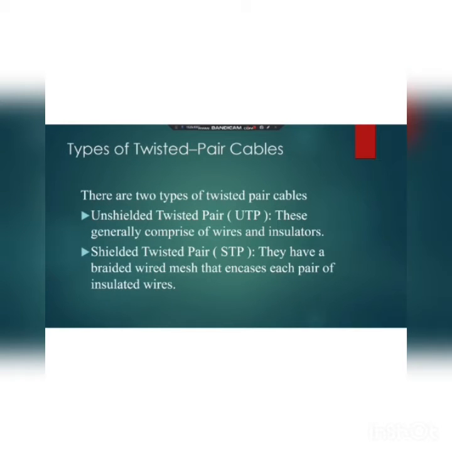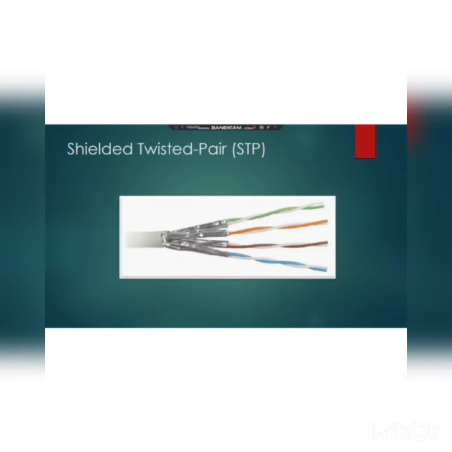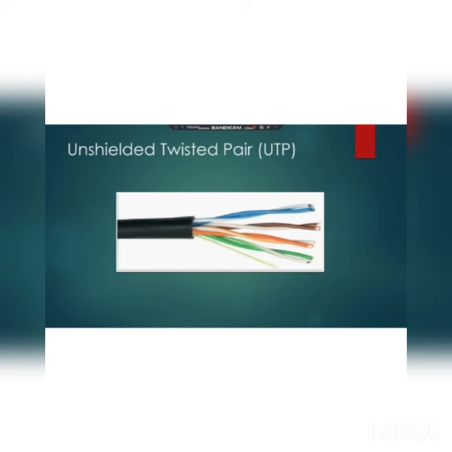There are two types of twisted pair cable. Unshielded twisted pair. These generally comprise of wires and insulators. Shielded twisted pair cable. They have a braided wire mesh that surrounds each pair of insulated wires. Shielded twisted pair, unshielded twisted pair.